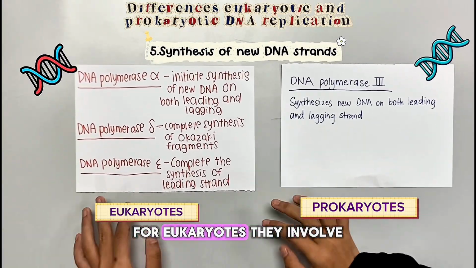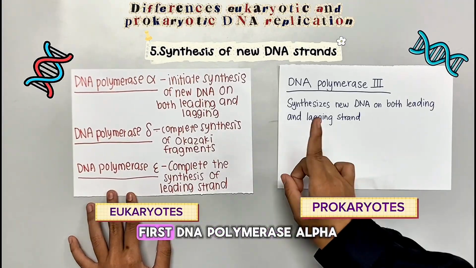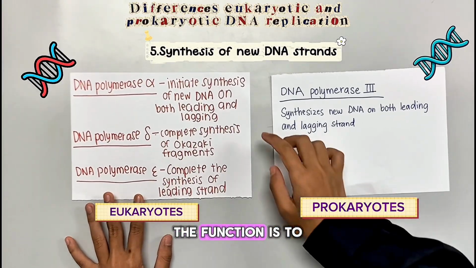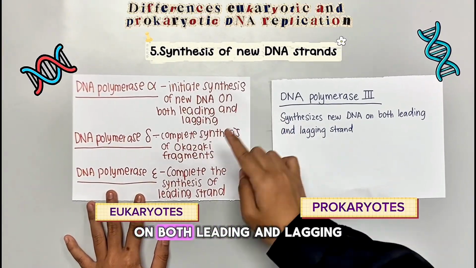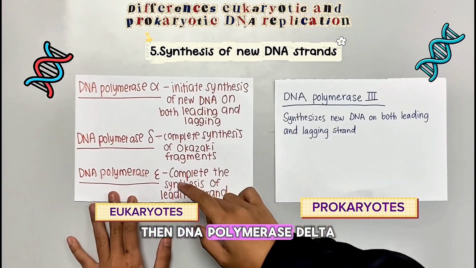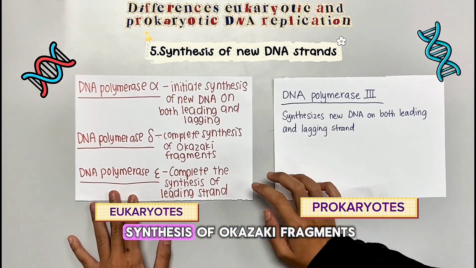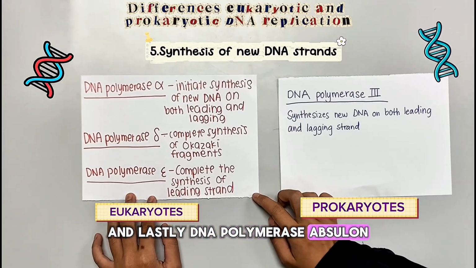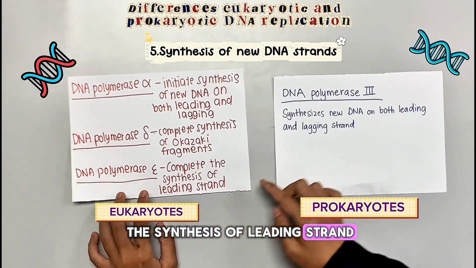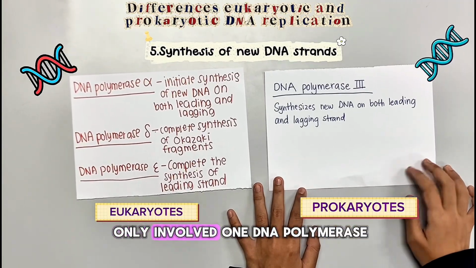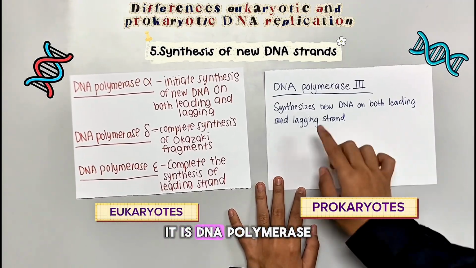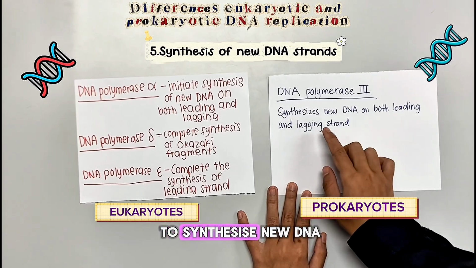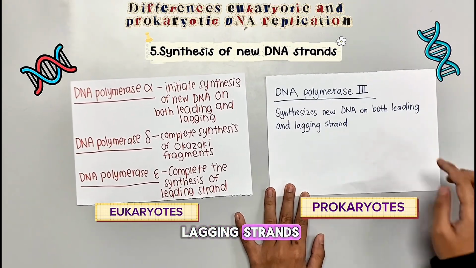Next, they also differ in the synthesis of new DNA strands. Eukaryotes involve three DNA polymerases. First, DNA polymerase alpha, whose function is to initiate synthesis of new DNA on both the leading and lagging strands. Then, DNA polymerase delta, which completes synthesis of Okazaki fragments. And lastly, DNA polymerase epsilon, which completes the synthesis of the leading strand. Proceeding to prokaryotes, they only involve one DNA polymerase, DNA polymerase III. Its function is to synthesize new DNA on both the leading and lagging strands.